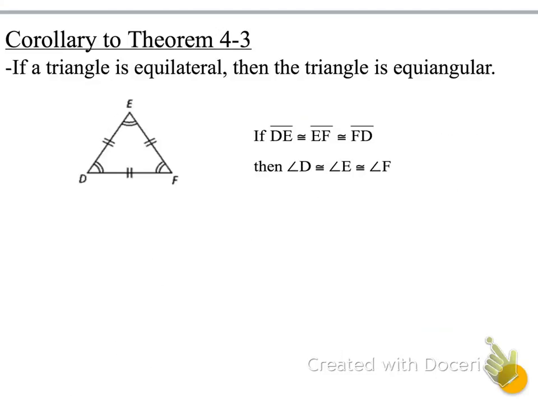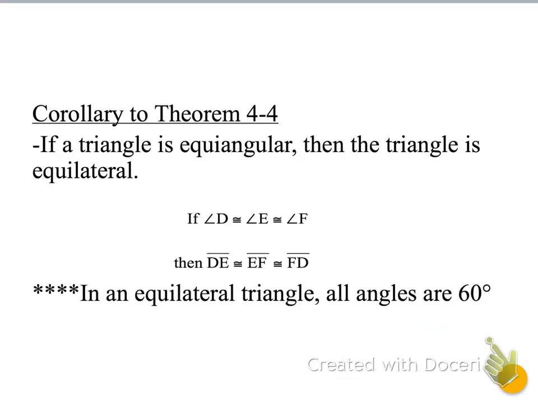Okay, corollary to 4.3, if I have an equilateral triangle, so all the sides being equal, it is also equiangular, so all the angles are also equal. So if I have it equilateral, all the sides being congruent, that also means all the angles are congruent. And vice versa. If all of the angles are congruent, that also means all the sides are congruent.